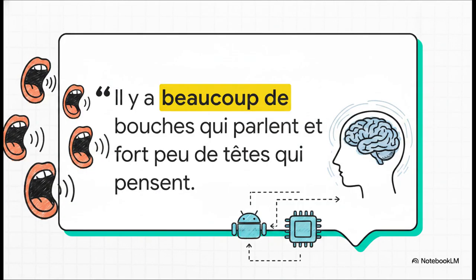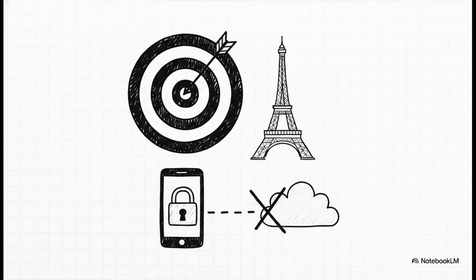To see this in action, let's explore a mini narrative. Imagine feeding the model this exact French quote from our source documentation. Il y a beaucoup de bouches qui parlent et fort peu de têtes qui pensent. Translated roughly, that's, there are many mouths that speak and very few heads that think. Let's actually trace how the on-device model processes this raw string. And this brilliantly illustrates the raw output data you receive in literal milliseconds.